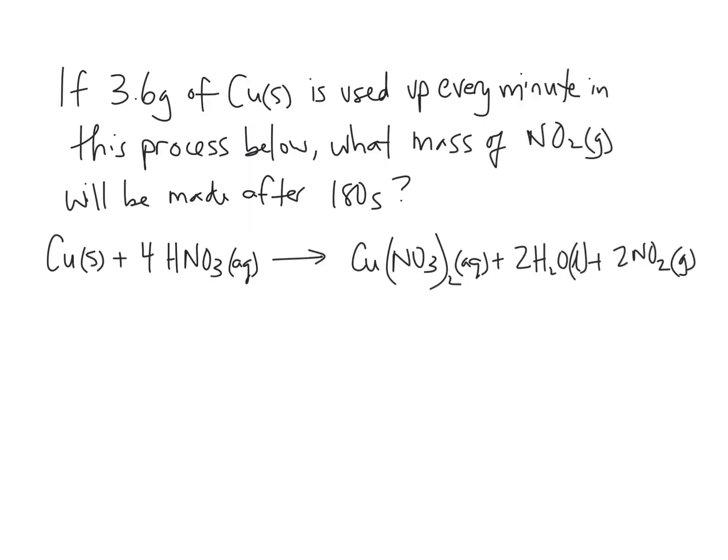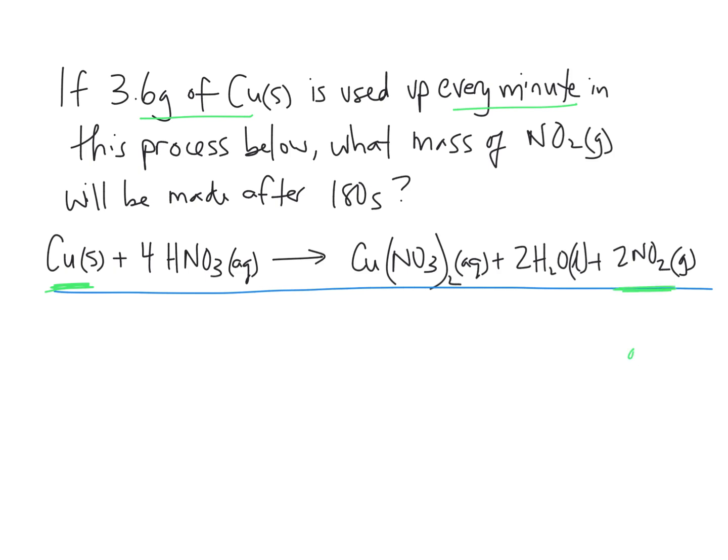All right, here's another one. If 3.6 grams of copper solid is used up every minute in this process below, and here's the process, what mass of NO2 gas will be made after 180 seconds? Okay, so what we basically have here is grams of copper per minute. That's this reagent right here. And we need to convert it to mass of NO2.